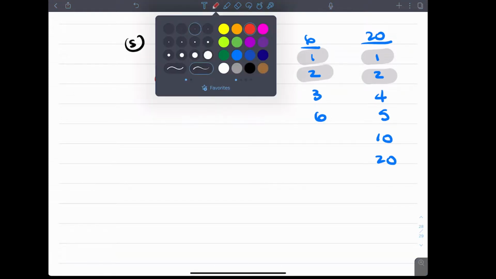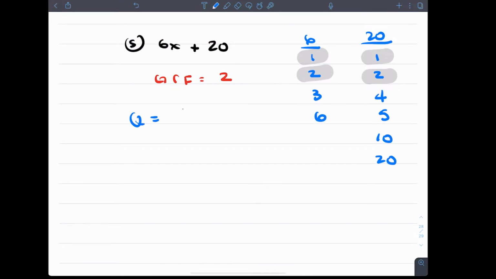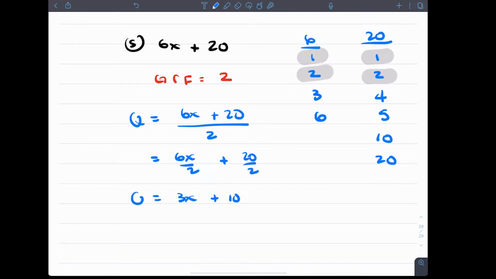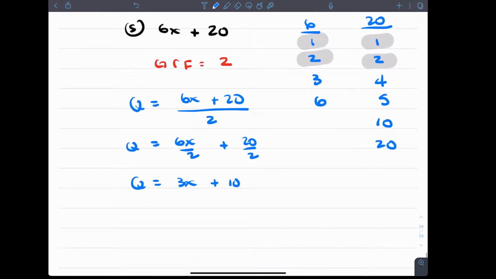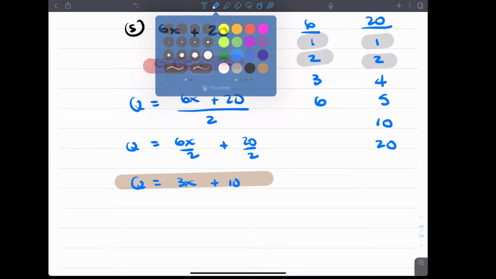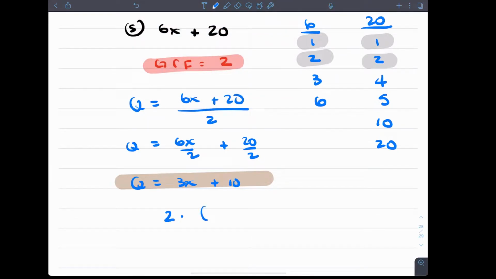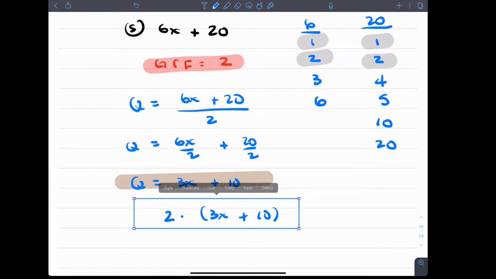Is that right? Now, the quotient we get is going to be what? 6x plus 20 divided by 2, which is 6x divided by 2, 20 divided by 2. This will be what? 3x plus 10. So you have the GCF, and then you have the what? The quotient. So how do you guys write your answers? 2 times what? 3x plus 10. And you are what? You are done.